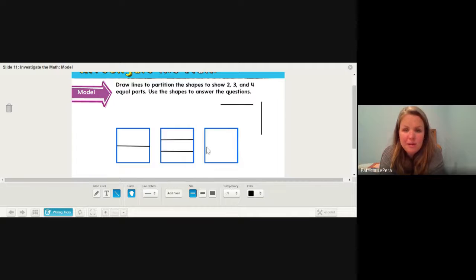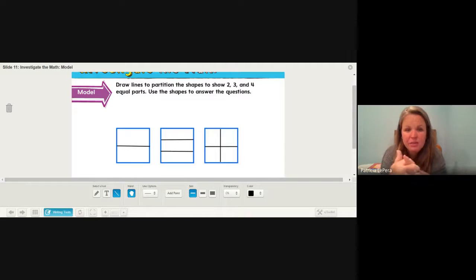And this shape here, I would like to break into 4 equal pieces. And the easiest way to do that is to break it in half. Okay, so I put my one line to break it in half, and then I break it in half again, and now I have 4 equal pieces. So now my square is broken into 4 smaller squares.